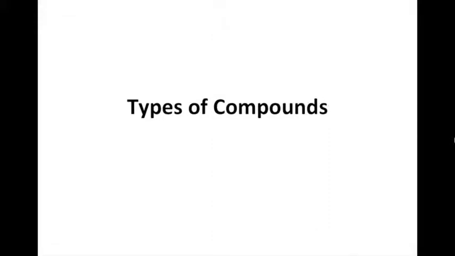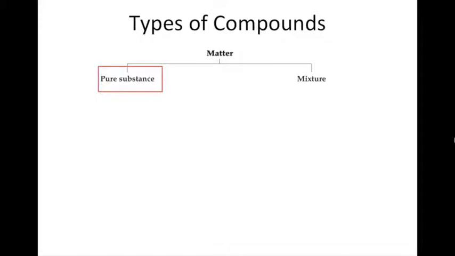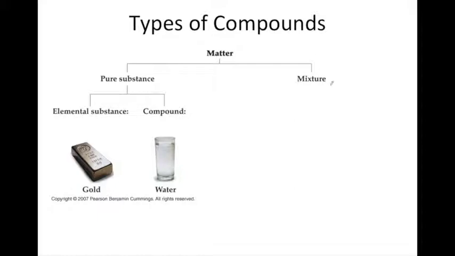In this video, we want to discuss two of the major types of chemical compounds. So just a quick review, matter can be divided into two major types. We have pure substances and mixtures. Pure substances can be further divided into elements and compounds.